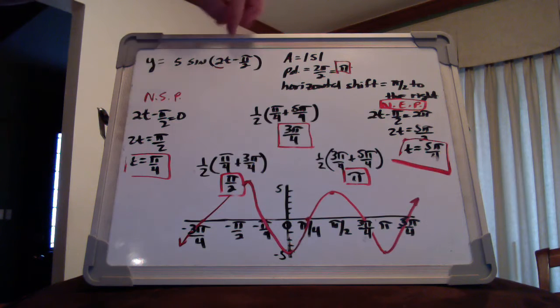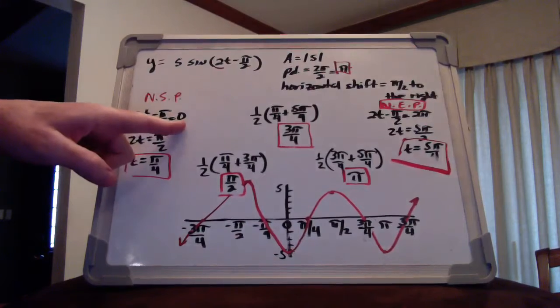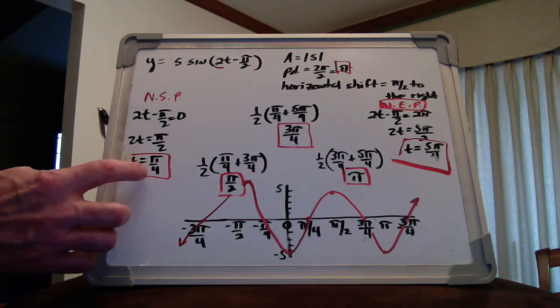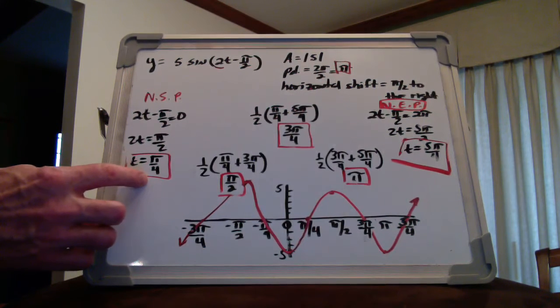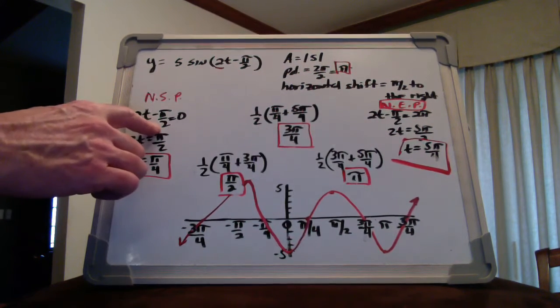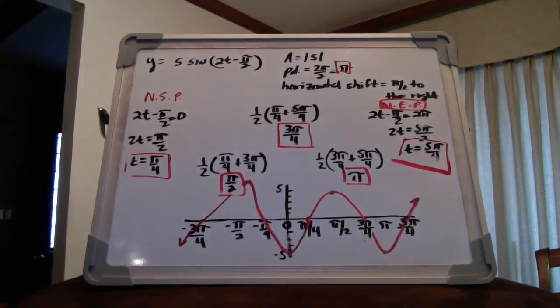So what I do is I take this binomial and set it equal to 0, because that's the start point for the sine function, and I solve for t. So now my new start point is pi over 4, based upon these 2 transformations: the horizontal shift pi over 2 to the right, and the period shrink to pi.